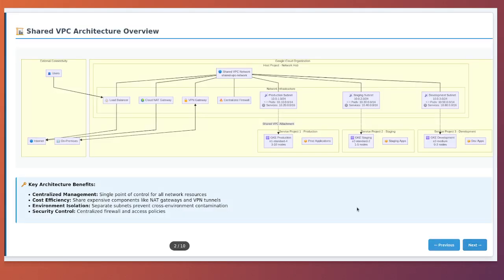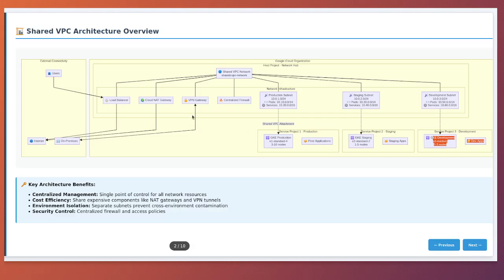Understanding Shared VPC architecture. Let me explain the fundamental architecture of Shared VPC. Imagine you're managing a large organization with multiple development teams. Each team needs their own project for billing and access control, but they all need to communicate securely. Traditional VPC peering becomes complex and expensive when you have many projects.